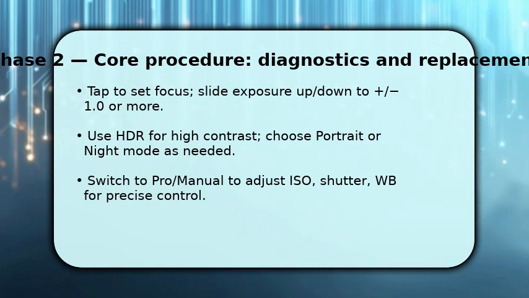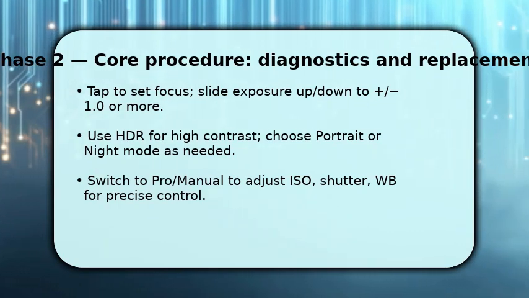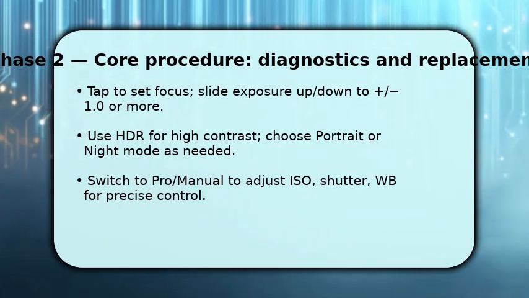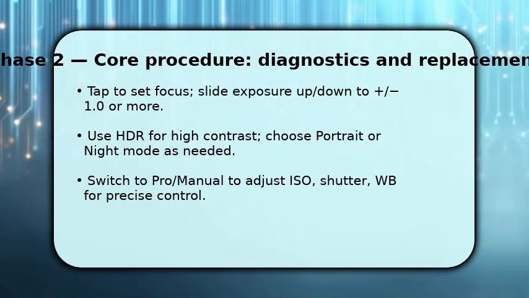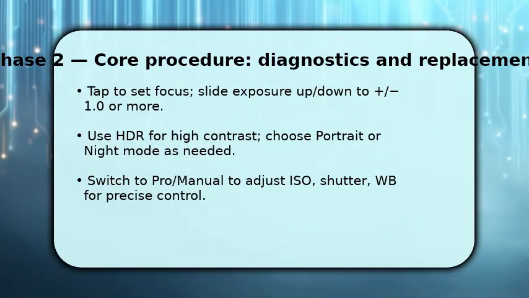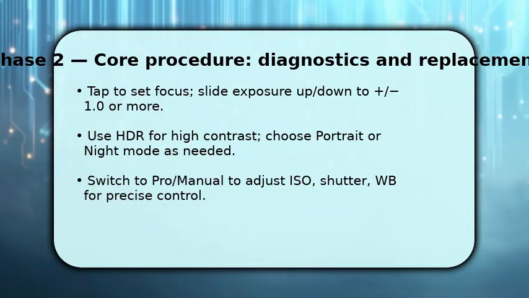Now you manage the middle controls: focus, exposure, and mode. Tap to focus and slide the exposure slider to brighten or darken by roughly plus or minus 1 stop. This balances highlights versus shadows.